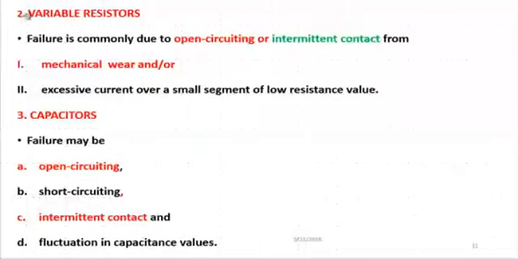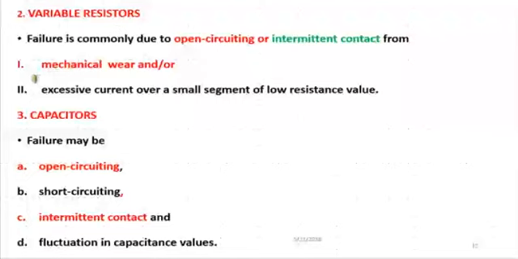The second component is variable resistor, that is a resistor whose value of resistance can be increased, can be decreased by what? Adjusting a control knob. And the common failures that happen in this kind of variable resistor, they are either open circuiting, or intermittent contact. By intermittent contact, we simply mean that there is what? Constant opening and closing of the contact. When it opens, no flow. When it closes, there is flow, and you can see that that is a failure.